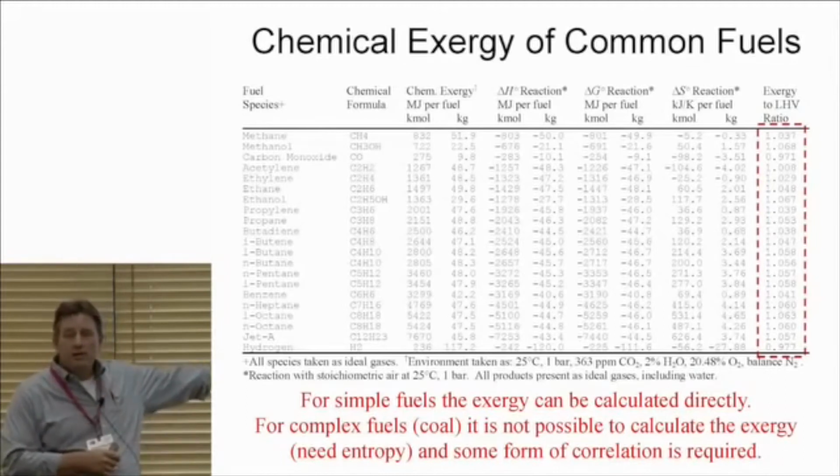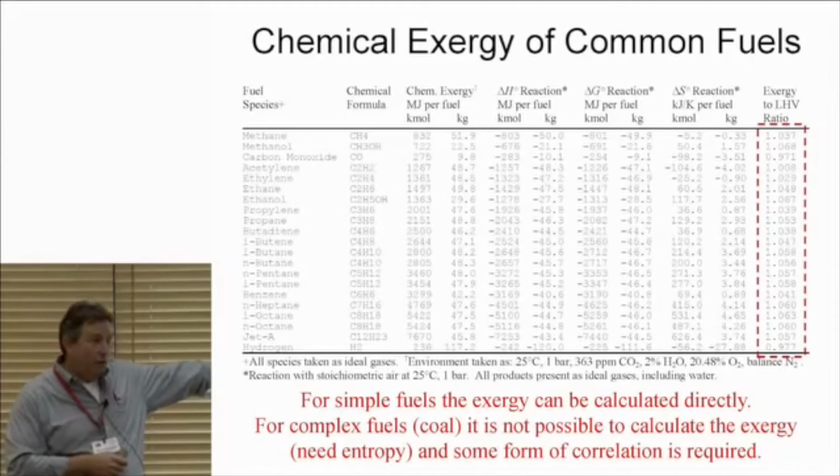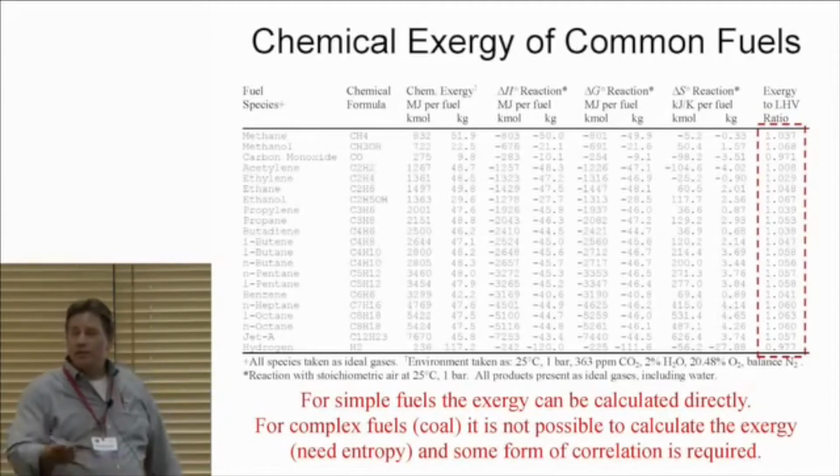What this is telling you is that the efficiency you should be striving for based upon lower heating value is 105%. Now that's not a violation of the first law. It just means we use a silly metric in the denominator for the definition of efficiency. We use lower heating values.